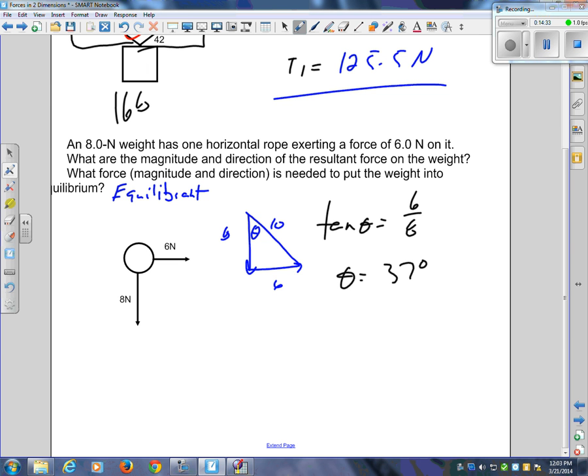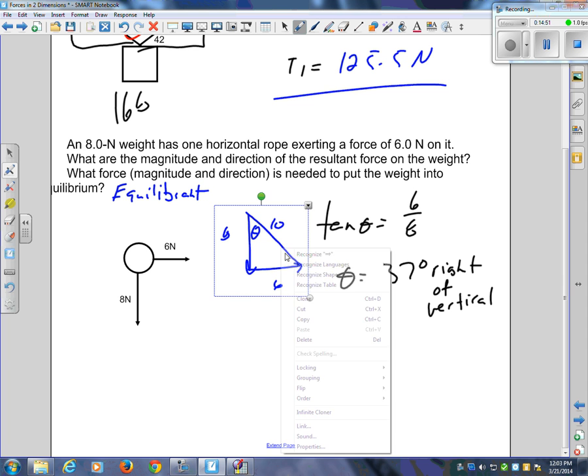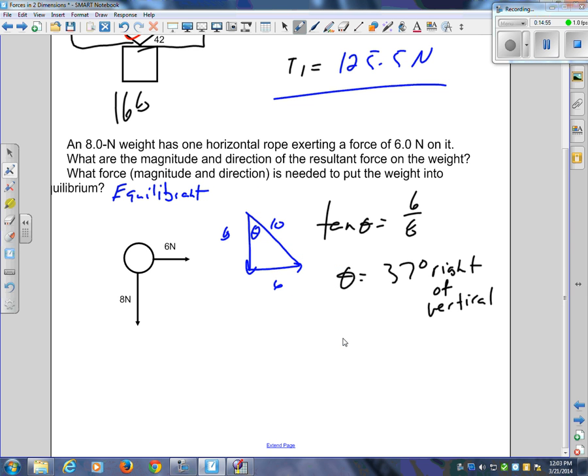Okay, so I'm going to call that 37 degrees right of vertical. But we want to know what the equilibrant is, so we're going to flip that. I guess technically it would be 37 left of vertical. Well, it would be like this, right? It would have to be 37 degrees left and up, vertical.